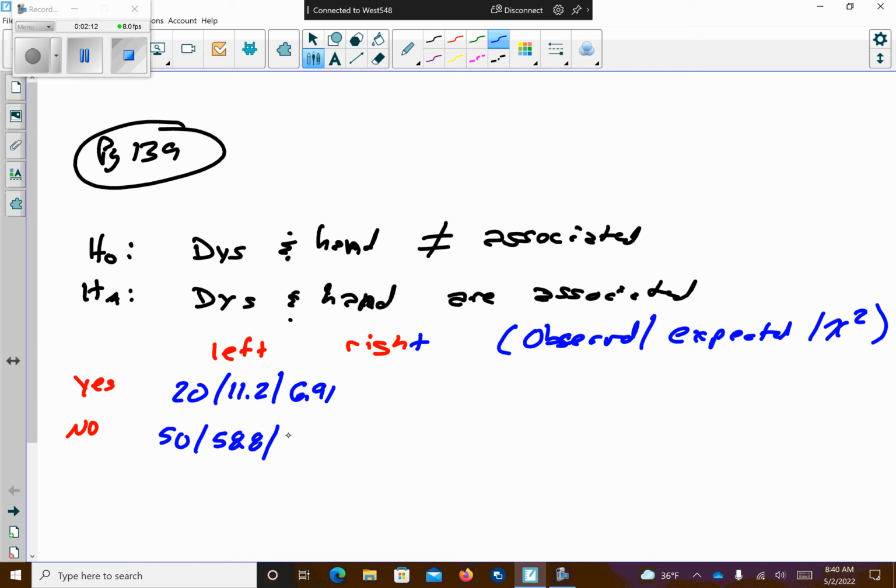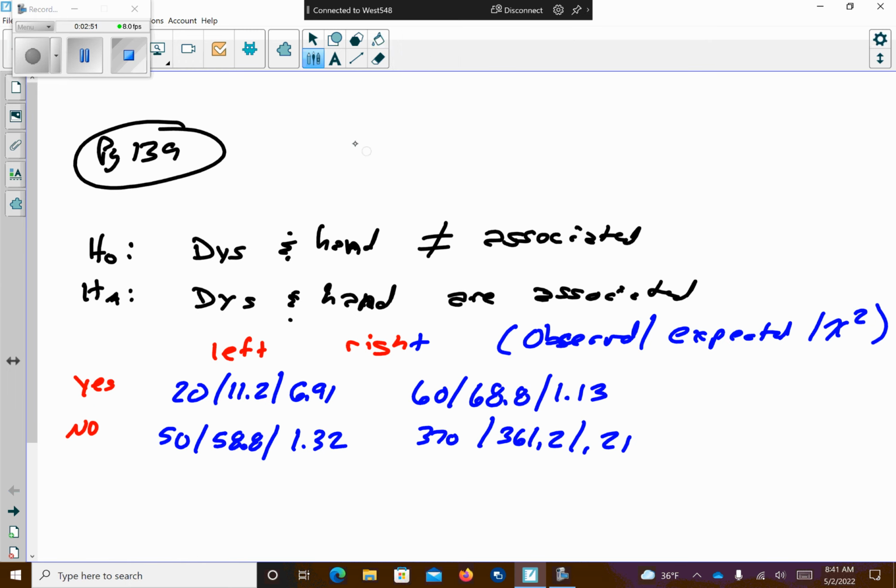8.8, 0.8, and 1.32. And then right-handed, we have 60, 68.8, 1.13, and 370, 361.2, and 0.21. Okay, so do you understand how the very first one, the 20, 50, the 60, the 370 were gotten with the observed? If not, how do we do it? The expected value? So the very first value. I just want to make sure you feel okay about these values.